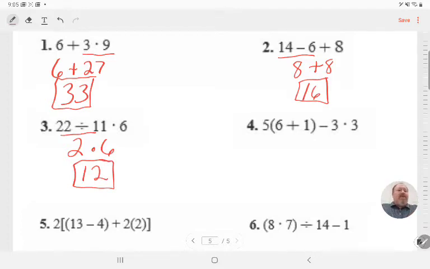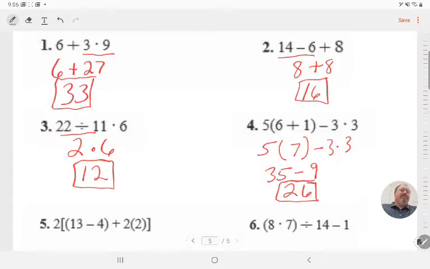All right, now on number 4, we have parentheses, so we have to work those parentheses first. So we have 5 times 6 plus 1, which would be 7, minus 3 times 3. So now we go left to right. We have 5 times 7, which would be 35, minus 3 times 3, which is 9. And then we have 35 minus 9, which is going to give me 26. Okay? So good job on that one.